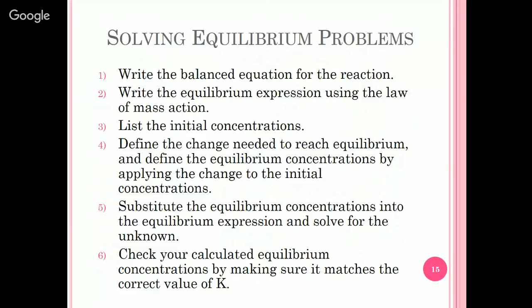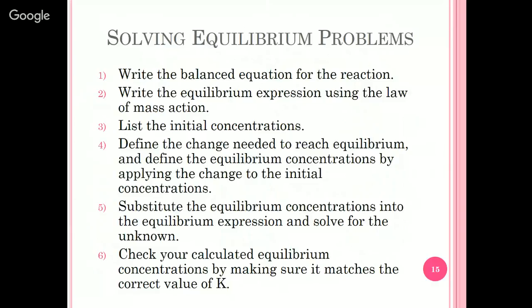Once we have our initial and our change, we do the respective math to see what is happening at equilibrium. Then we plug those values into our equilibrium expression and solve for our unknown. Our unknown could be the equilibrium concentration. Our unknown could potentially be K if we have all of our equilibrium concentrations to begin with. It just depends on what the problem is asking you to do.